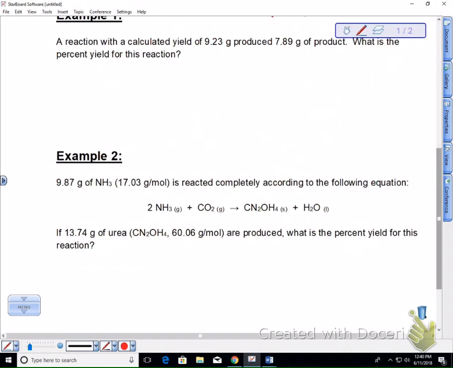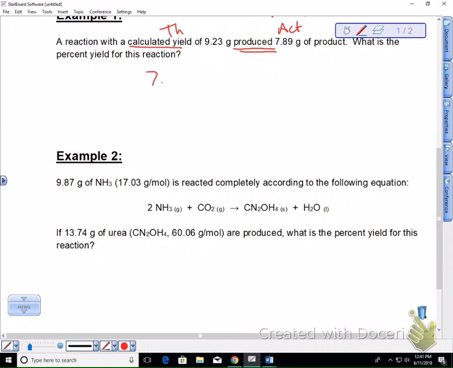I think you're going to find these problems to be really easy, but let's go through a couple of examples together. In example 1, a reaction with a calculated yield. So calculated, that means it is theoretical. Produced 7.89 grams of product. So produced, that's a verb, so that means that's what was actually done. What is the percent yield?